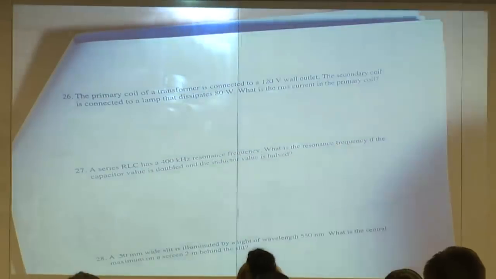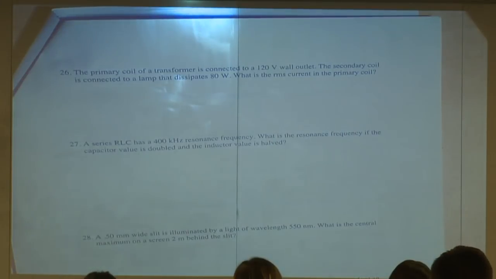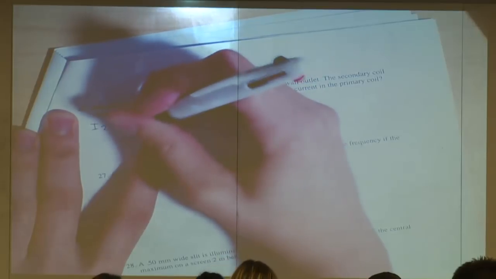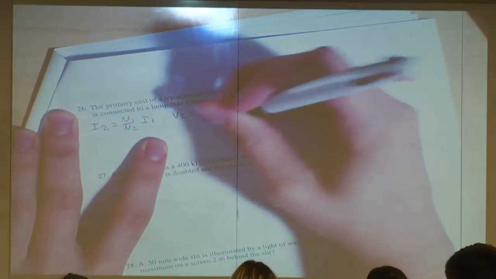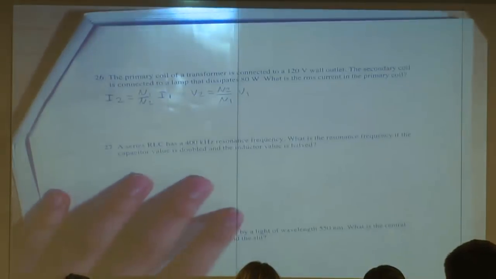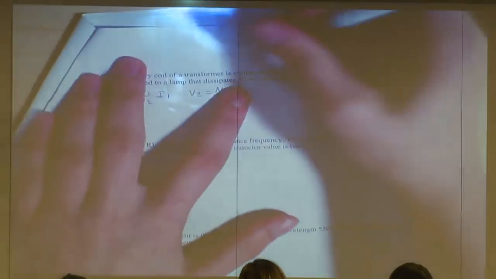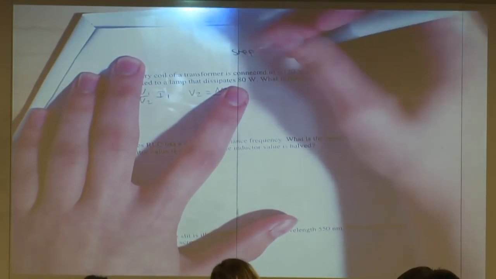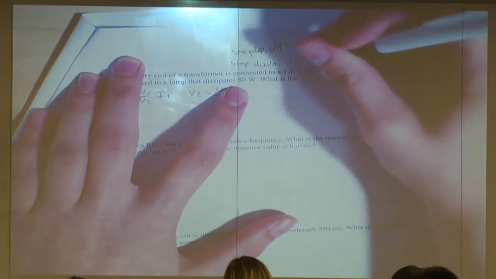Number 26, this one is interesting. It's talking about transformers. As you remember, the transformer equations are I2 equals N1 over N2 times I1, and V2 equals N2 over N1 times V1. And for a step-up transformer, the voltage increases and the current decreases, so I can write that: step up, voltage up, current down. And step down, voltage goes down and current goes up.